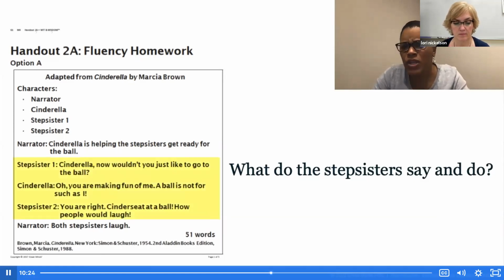Cinderella, now wouldn't you just like to go to the ball? Oh, you're making fun of me. A ball is not for such as I. You are right, Cinderella at a ball. How people would laugh.